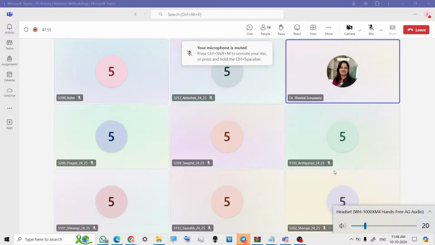Okay, students, let's continue with the discussion. Hypothesis. Last time, I think we have gone in detail of all the research process in brief, right? And now, today I'm starting with the hypothesis testing part. Okay, let me share my screen.